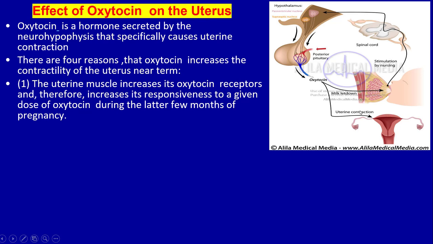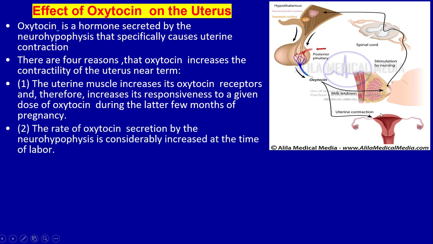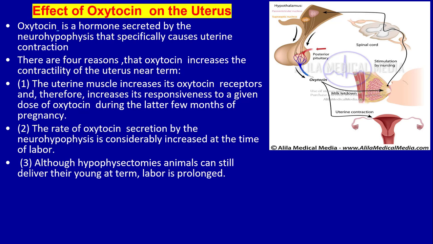On the surface of the uterus, the receptors for oxytocin increase, and due to this increase in the last few months of pregnancy, the response of the uterus to oxytocin increases. Second, the rate of oxytocin secretion by the neurohypophysis is considerably increased at the time of labor. When labor starts, there is a remarkable increase in the secretion of oxytocin by the pituitary gland.